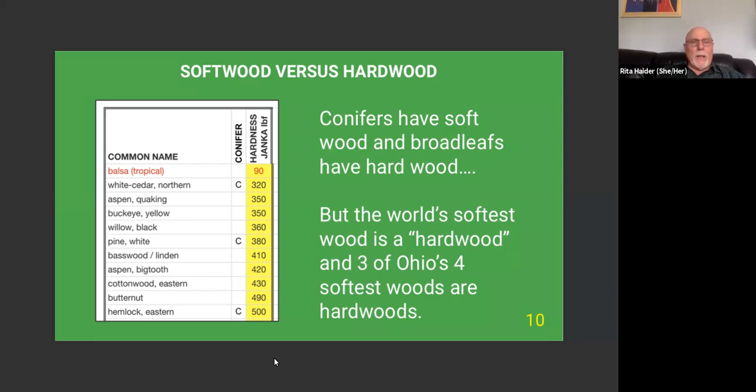If you look at this table of Ohio trees, except for the balsa, the softest wood in Ohio is the northern white cedar. I have a letter C next to it, it's a conifer. But the next three softest woods in Ohio are quaking aspen, yellow buckeye, black willow. Those are so-called hardwoods because they're not conifers, but they are not hard woods. White pine is the next, that's a conifer. Then the next softest woods, basswood, aspen, cottonwood, butternut, soft woods, but they're not softwoods. So you've got to really be careful. I don't use the term softwood for conifers, hardwoods for broadleafs all that much because of the possible confusion there.